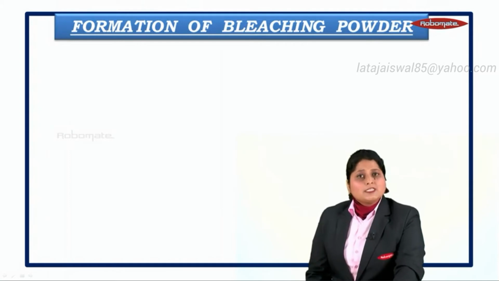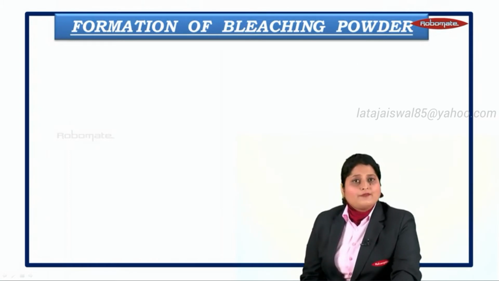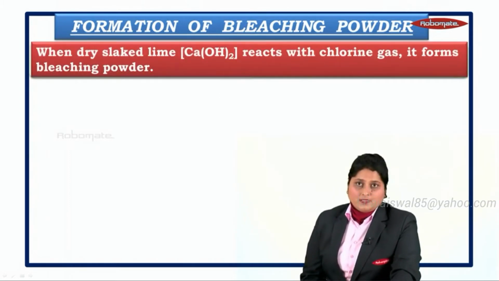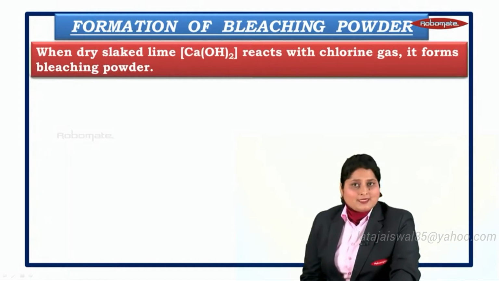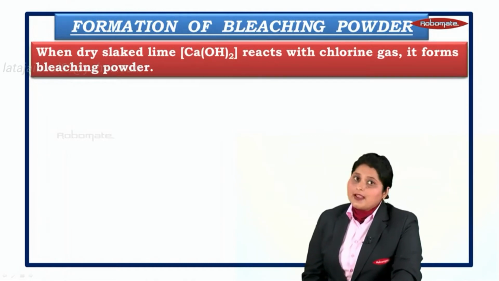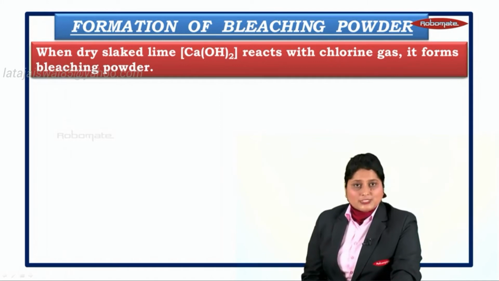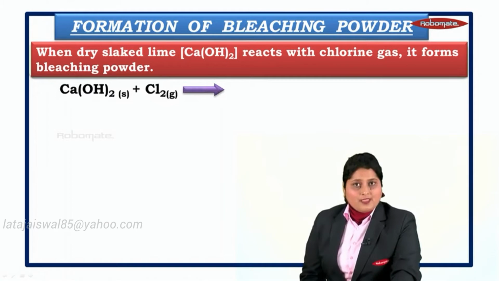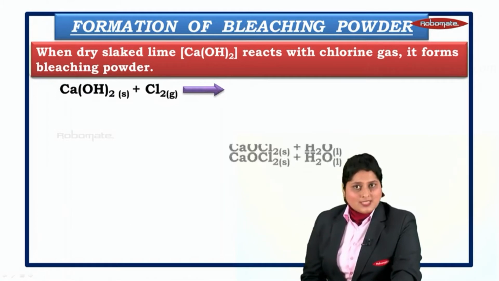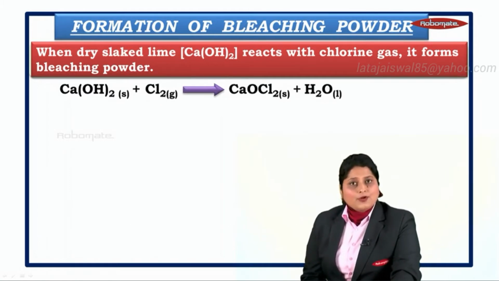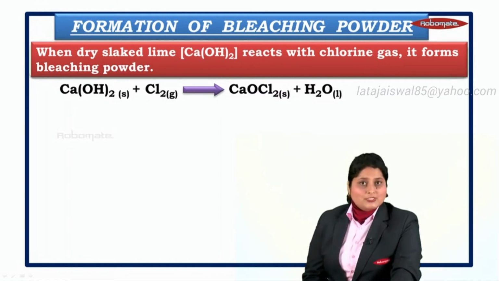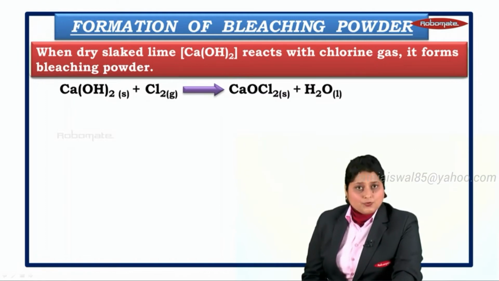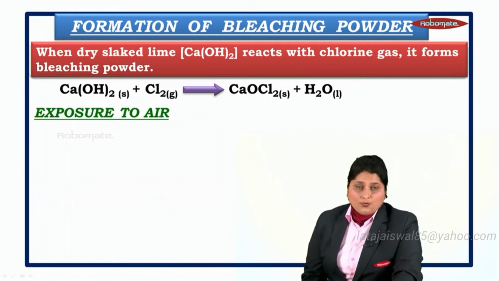How is bleaching powder formed? Under the heading of formation of bleaching powder: when dry slaked lime, that is calcium hydroxide, reacts with chlorine gas, it forms bleaching powder. Let's study this in the form of a chemical reaction. When we take calcium hydroxide and make it react with chlorine gas, bleaching powder, that is CaOCl2, is formed along with the release of H2O.